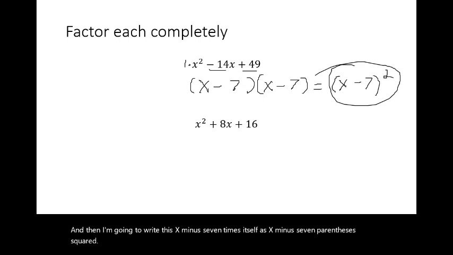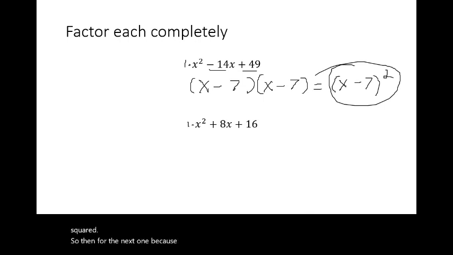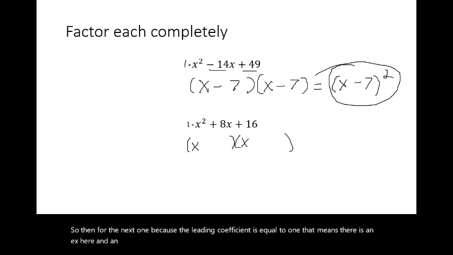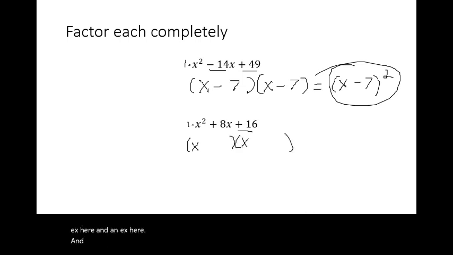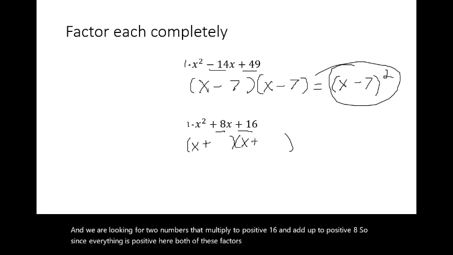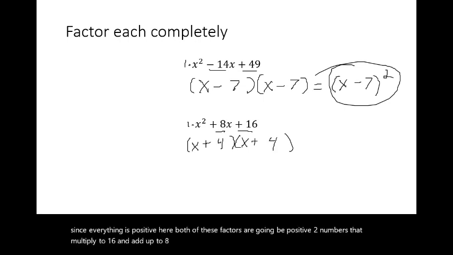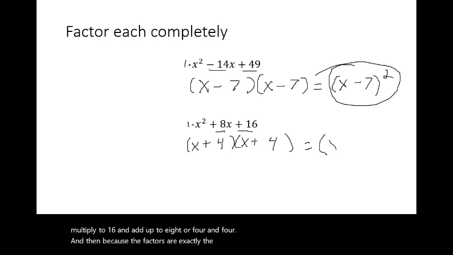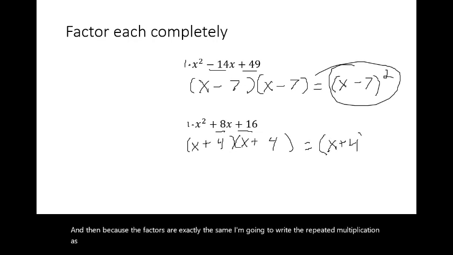So then for the next one, because the leading coefficient is equal to 1, that means there is an x here and an x here. And we are looking for two numbers that multiply to positive 16 and add up to positive 8. So since everything is positive here, both of these factors are going to be positive. Two numbers that multiply to 16 and add up to 8 are 4 and 4. And then because the factors are exactly the same, I'm going to write the repeated multiplication as an exponent. I'm going to write this as x plus 4 quantity squared.